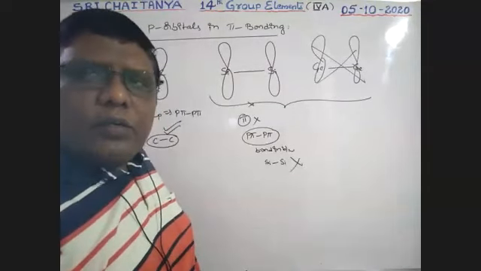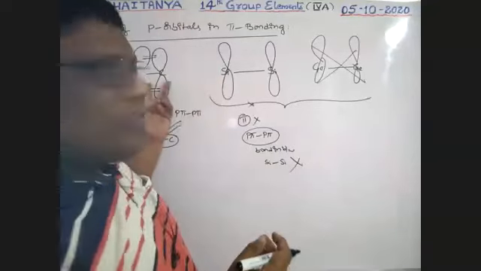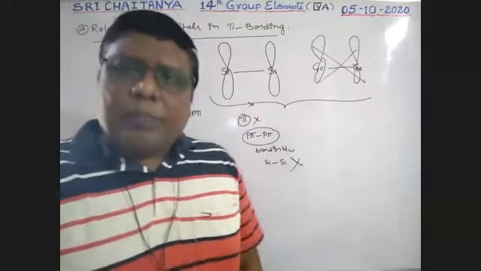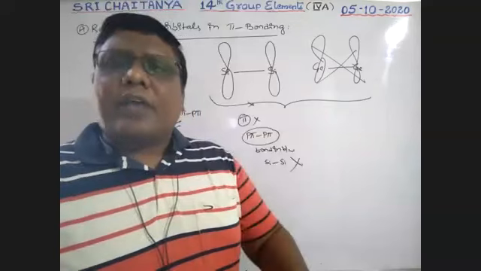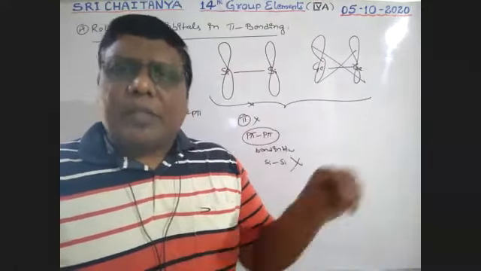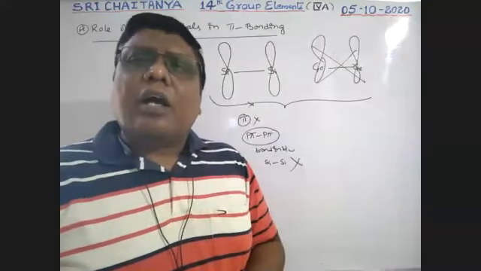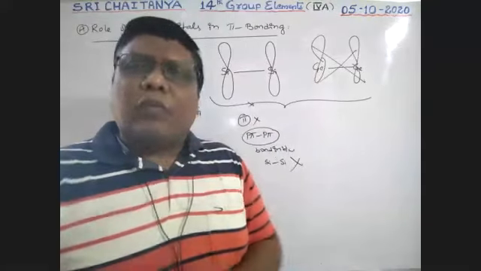Why? Because carbon is small in size, these two orbitals are very near to each other, so sideways overlapping is possible. That is why p pi bond formation is possible only between carbon and carbon, particularly in this case. So p pi overlapping occurs in small sized elements.